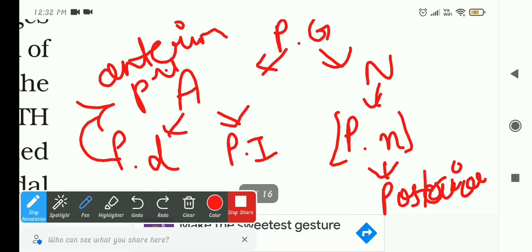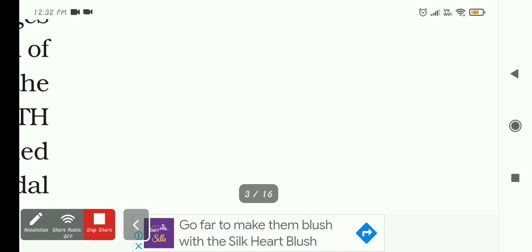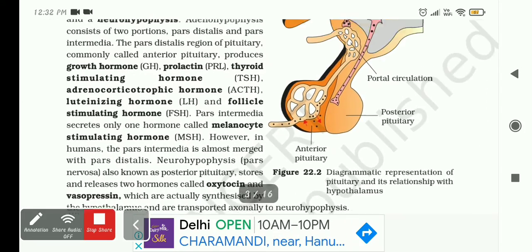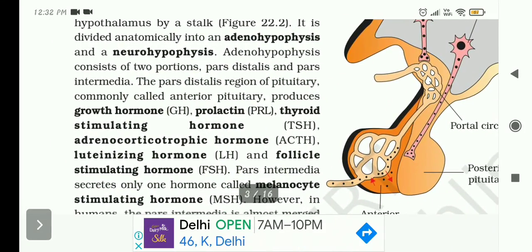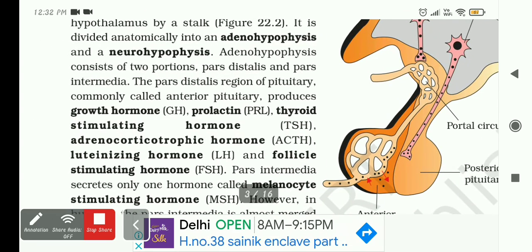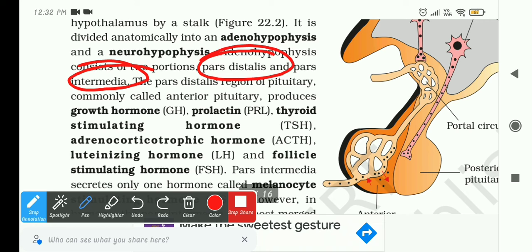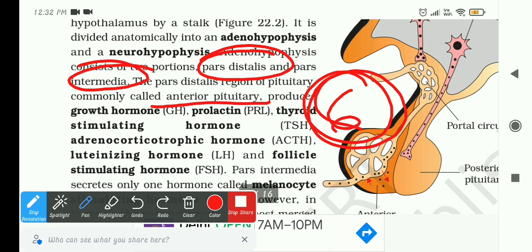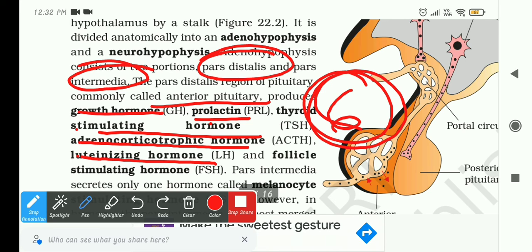The hormones which are released by them are very important to learn. So we have pars distalis and pars nervosa, right? The anterior pituitary produces 6 hormones. What are these hormones? They are GH, growth hormone; prolactin, PRL; thyroid stimulating hormone; adrenocorticotropic hormone; luteinizing hormone; and follicle stimulating hormone. These hormones you have to learn.